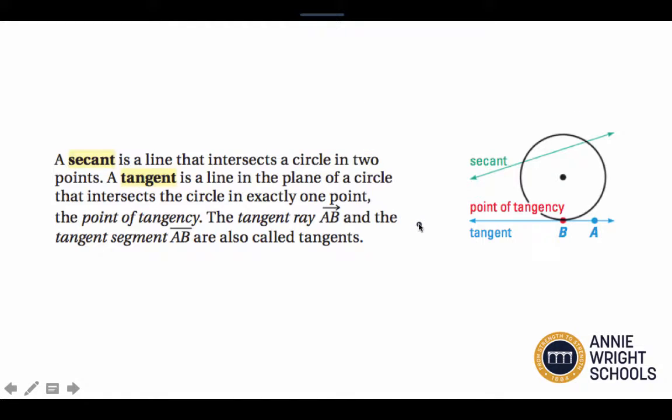Also with circles, a couple lines that you might want to know about. A secant is a line that contains a chord. It's a line that hits the circle in two places. A tangent's a line that hits a circle in exactly one place, and that point where it hits is called a point of tangency. A tangent ray is part of the tangent line. There's also a tangent segment. So when we say the word tangent, we talk about rays, segments, or lines. Good to know those vocab terms.